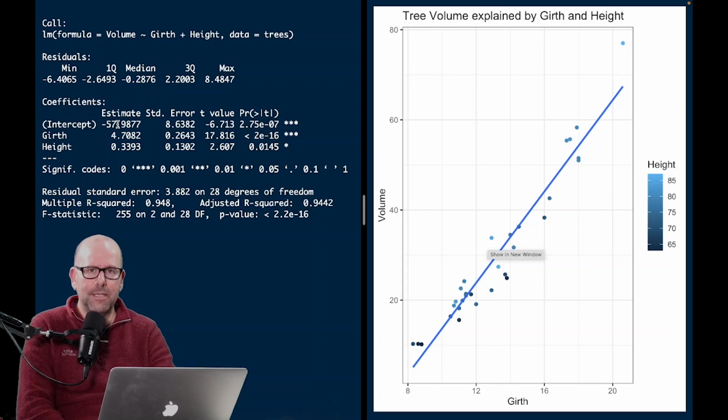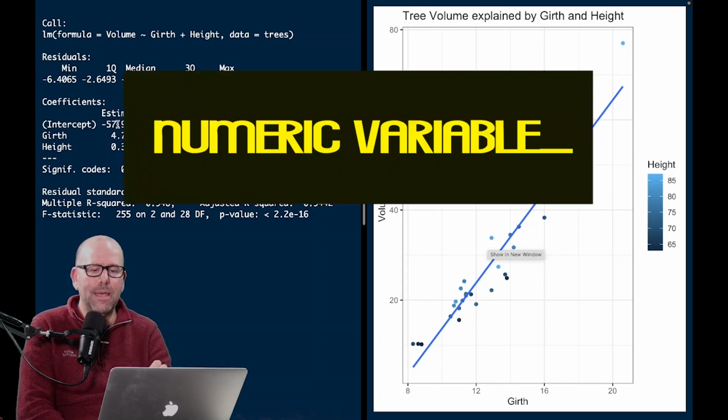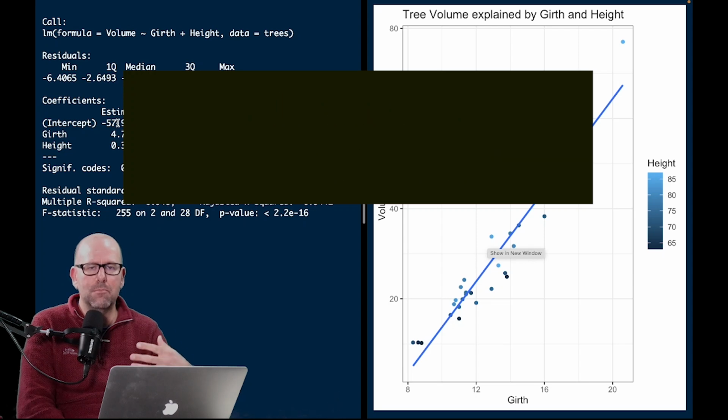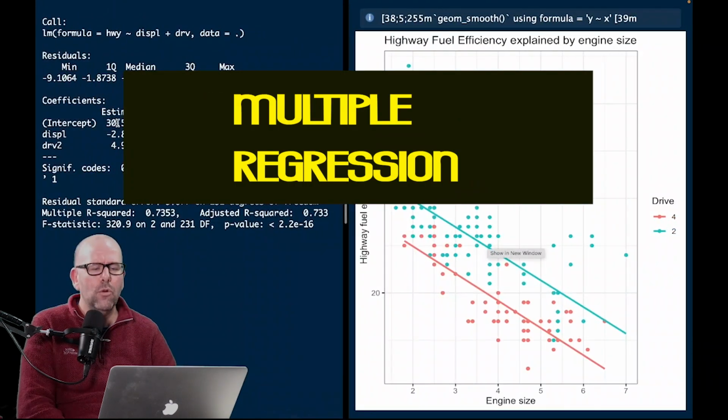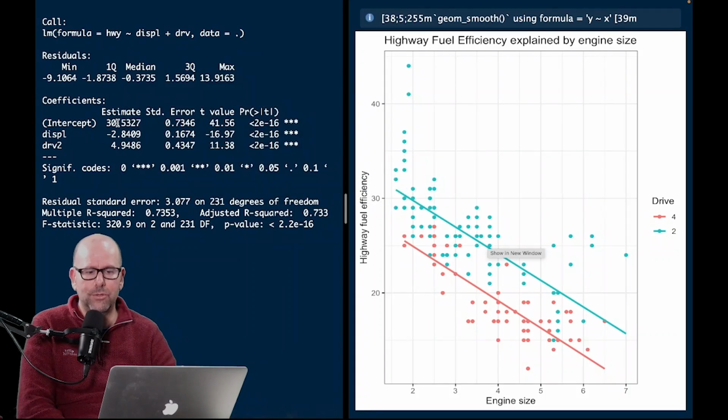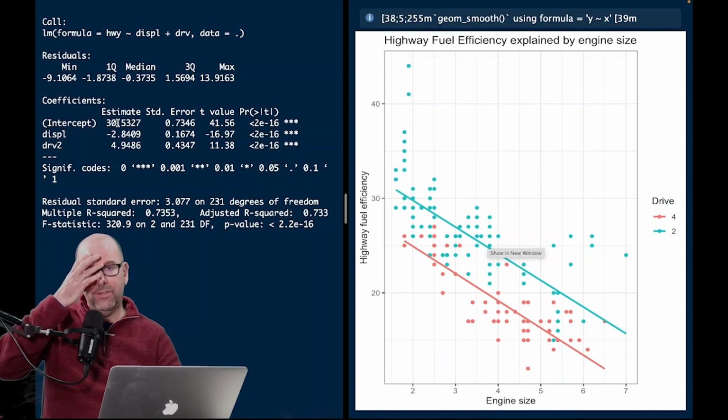In this particular example, we added a numeric variable as an additional explanatory variable. So this is now multiple regression. What if we added a categorical variable? In this case, it's a categorical variable with two categories. Let's look at the graph on the right-hand side. This is data about cars. We've got highway fuel efficiency as the outcome variable, and engine size is one of our explanatory variables. You can see it on the x-axis.